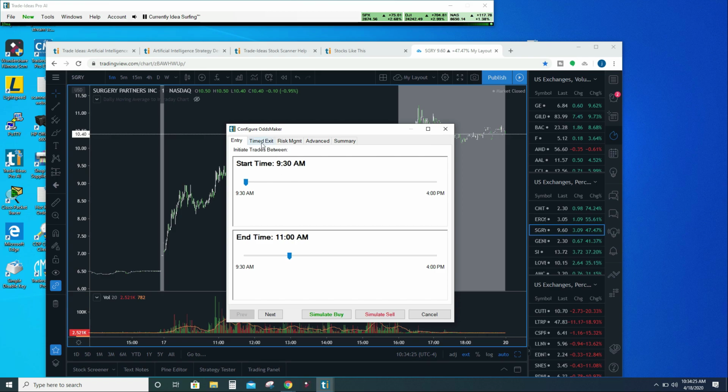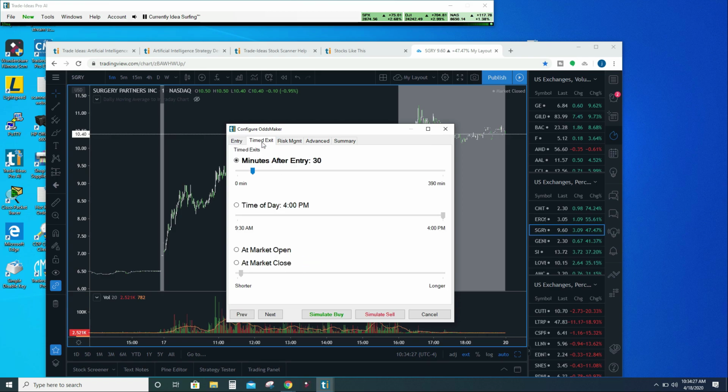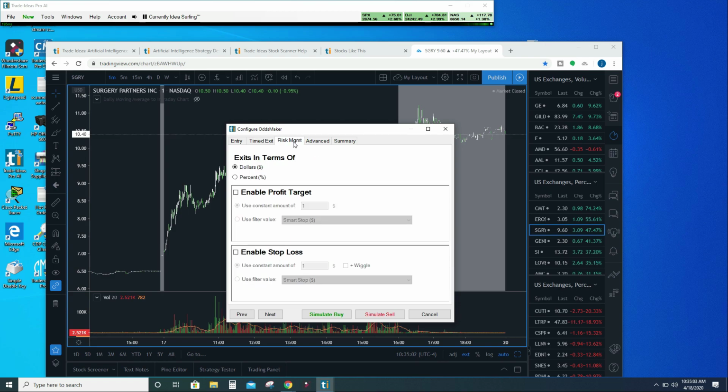Now, you can go to timed exit, where you're going to exit 30 minutes after the signal is hit. So once that 5 EMA crosses above the 8 EMA, if the price keeps going up and up and up, or it doesn't cross back or whatever, you're going to exit after 30 minutes. Or you can do it by risk management.